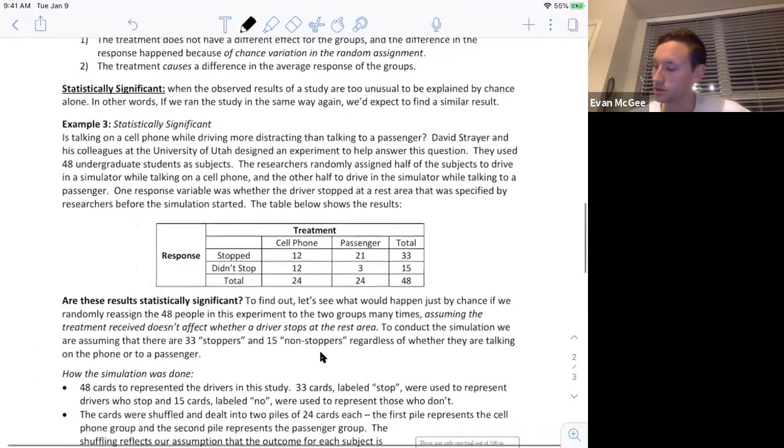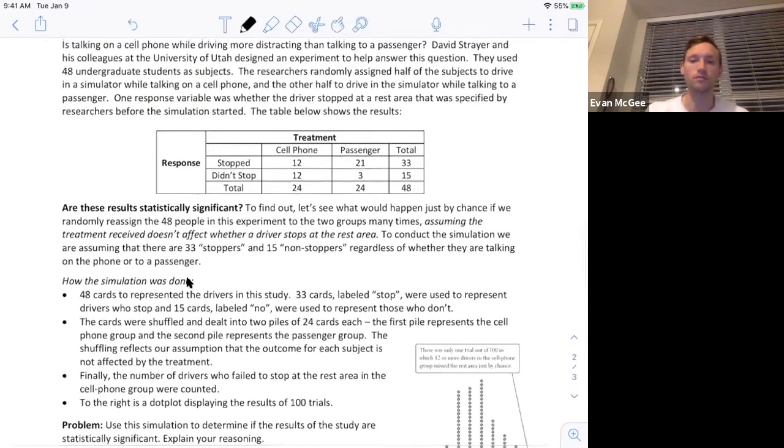So below is a description of how the simulation was done. Basically, what they did in this simulation is they assumed that the treatments, so talking on a cell phone or talking to a passenger, didn't make a difference. Whether they were on the cell phone or talking to a passenger, we had 33 stoppers. So these people stopped not because of the treatments, just because they are stoppers. Because this is going to assume that the treatment didn't make a difference.